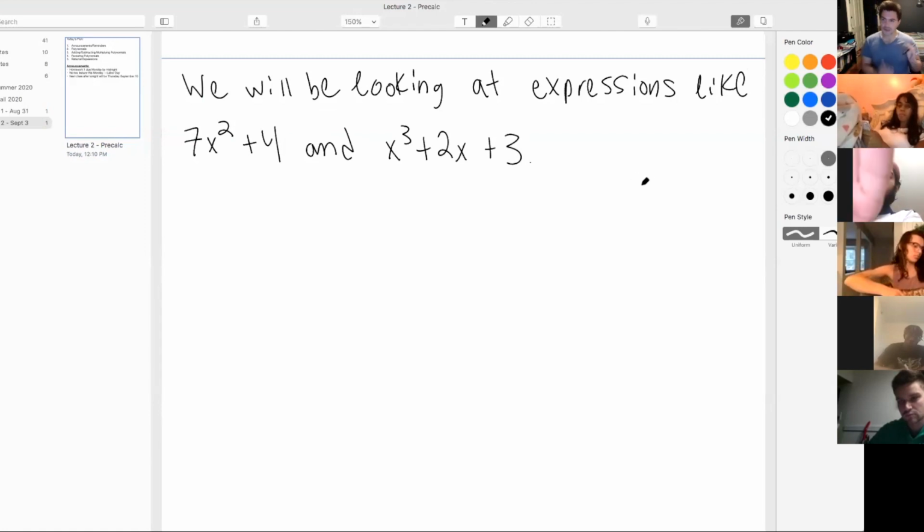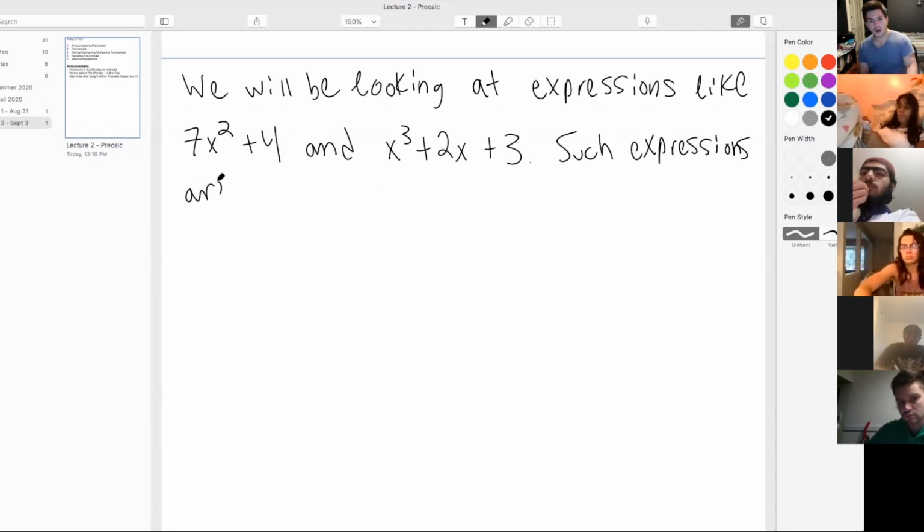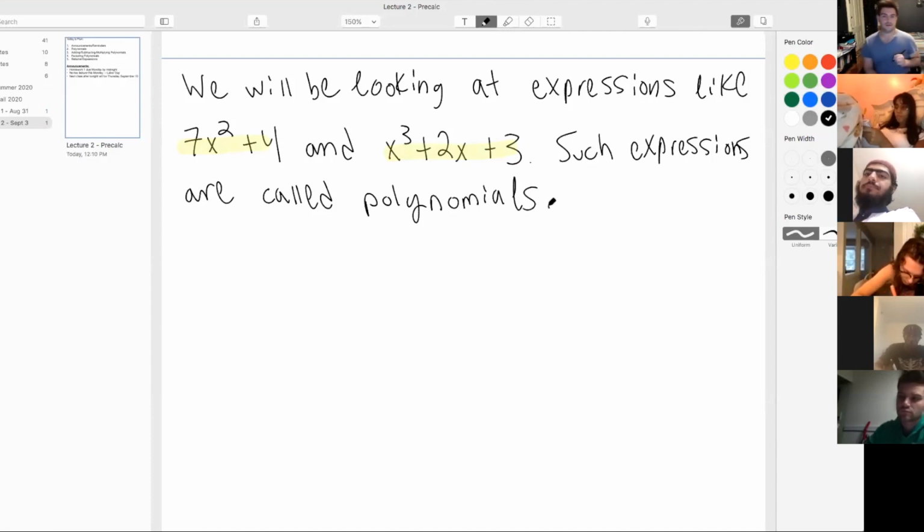I'm sure you guys are familiar with expressions like this, maybe from high school, and such expressions are called polynomials. Okay, so these two expressions I have written here are examples of polynomials. Very cool. So let's get to the formal definition here.